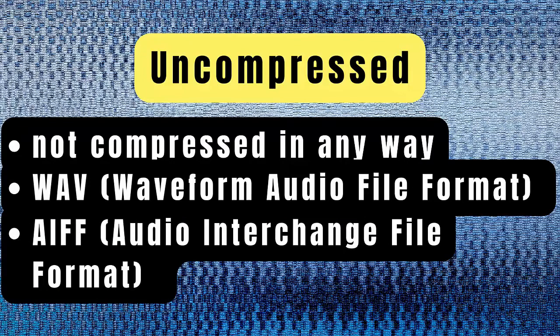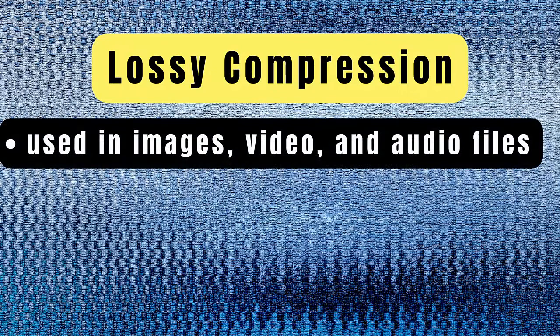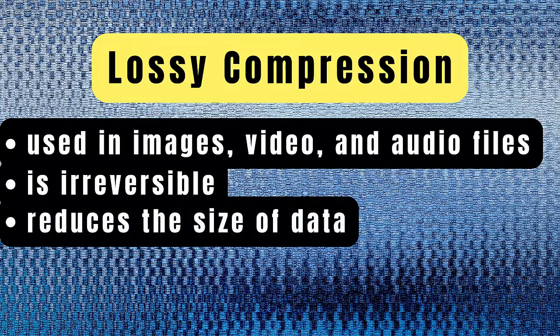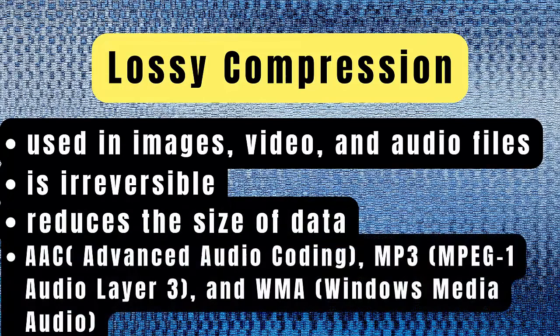an uncompressed file. Lossy compression can be used in images, videos, and audio files. It is reversible. It reduces the size of data in the file. AAC, Advanced Audio Coding, or MP3, MPEG-1 Audio Layer 3, and WMA, Windows Media Audio, are examples of lossy compression.